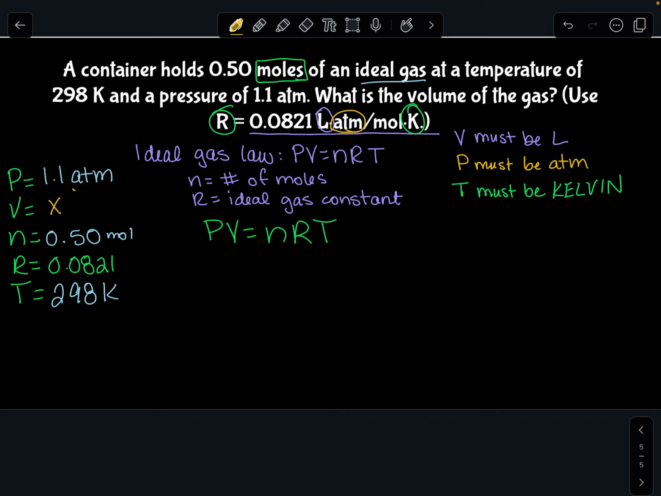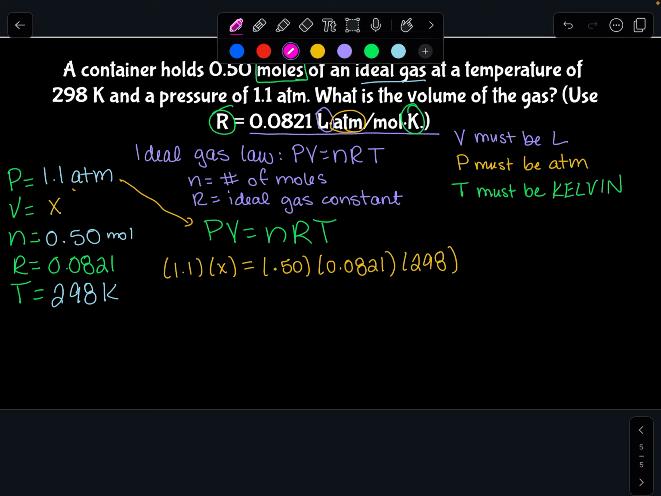Now, like all of our problems that we've done so far, we're just going to plug in the values into the equation. So this is 1.1 times x, because I don't know what my volume is, times 0.50 times 0.0821 times 298. That's a whole lot of numbers, so we're going to simplify. On the left-hand side, I have 1.1x. And on the right-hand side, I have 0.50 times 0.0821 times 298. That gives me, if I round to the hundredths, 12.23.